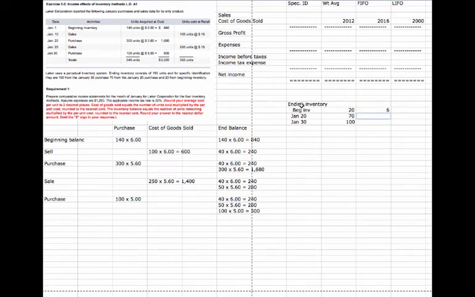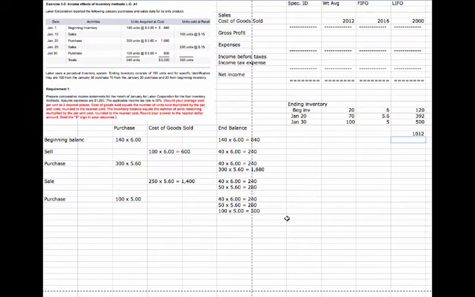From the January 20th, it was $5.60. And from the January 30th, it was $5. We can extend that out. Take the 20 times the 6. And we can do the same thing for the others. So what we have here is our ending inventory is 1,012. Now that's not our cost of goods sold, that's our ending inventory.